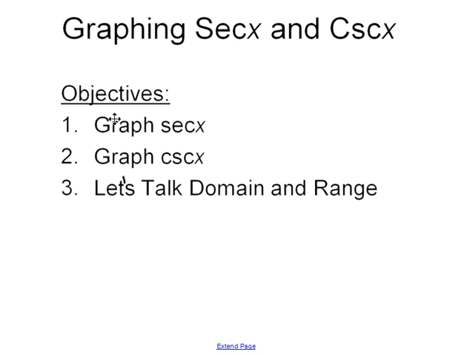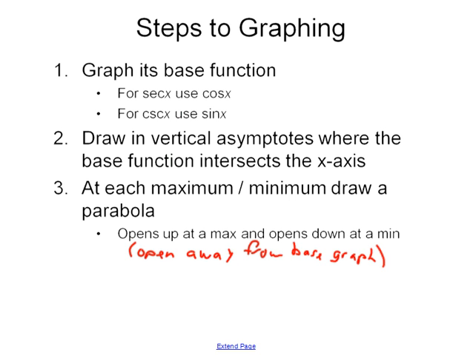Alright, last but not least, we have secant, cosecant, and then we're talking domain and range. So we're using base functions again to graph secant and cosecant. Pretty basic stuff, even simpler than the tangents and cotangents. So secant uses cosine, because secant is 1 over cosine, and cosecant uses sine, because cosecant is 1 over sine.